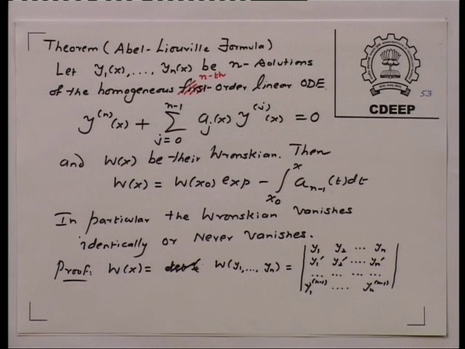So write down the Wronskian W(x), which is the Wronskian of y1, y2, ..., yn, which is the determinant of nth order. The idea is to obtain a first order ODE for W. So how do you differentiate a determinant? How would you differentiate a determinant?